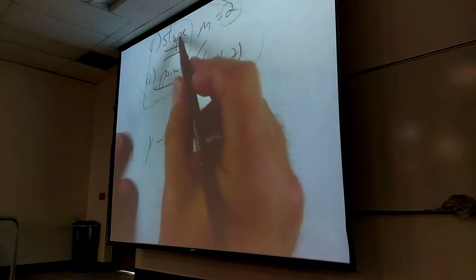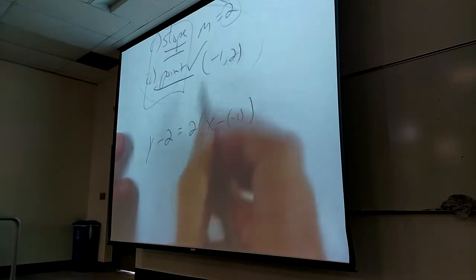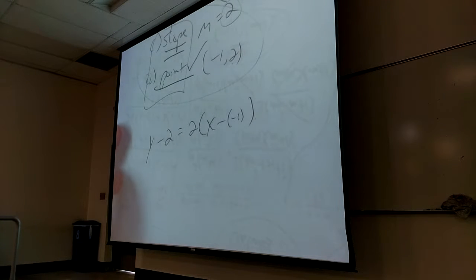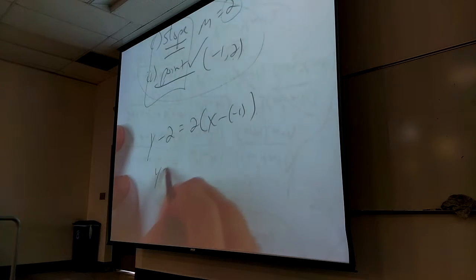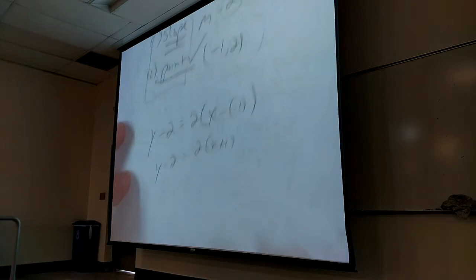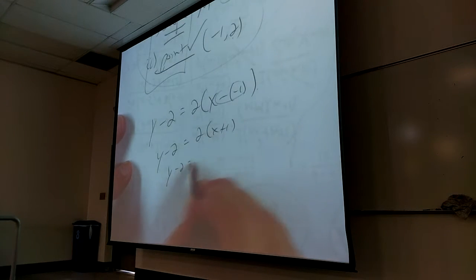So see, the two things I need, I put them in once I find them. And then I can just clean this up a little bit. Y minus 2 equals 2 times X plus 1, right? The two negatives. Y minus 2 equals 2X plus 2. Y equals 2X plus 4.